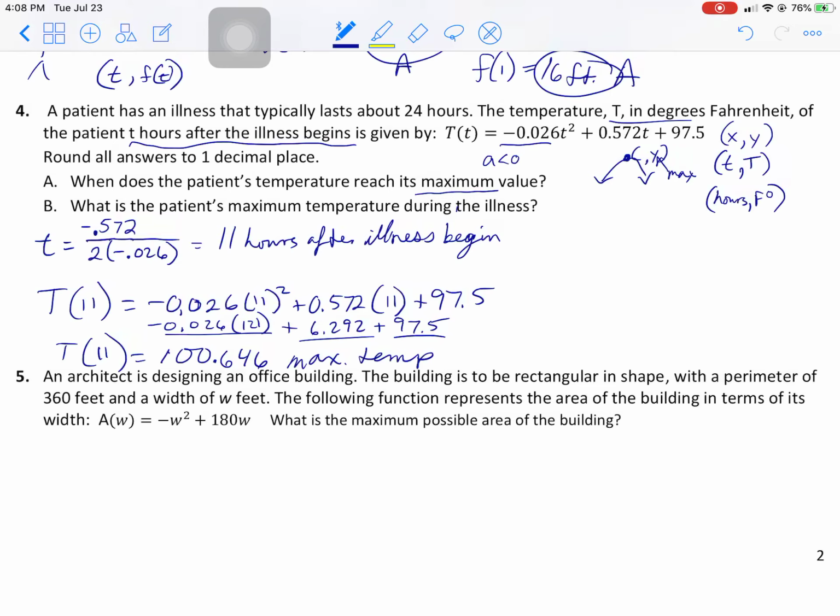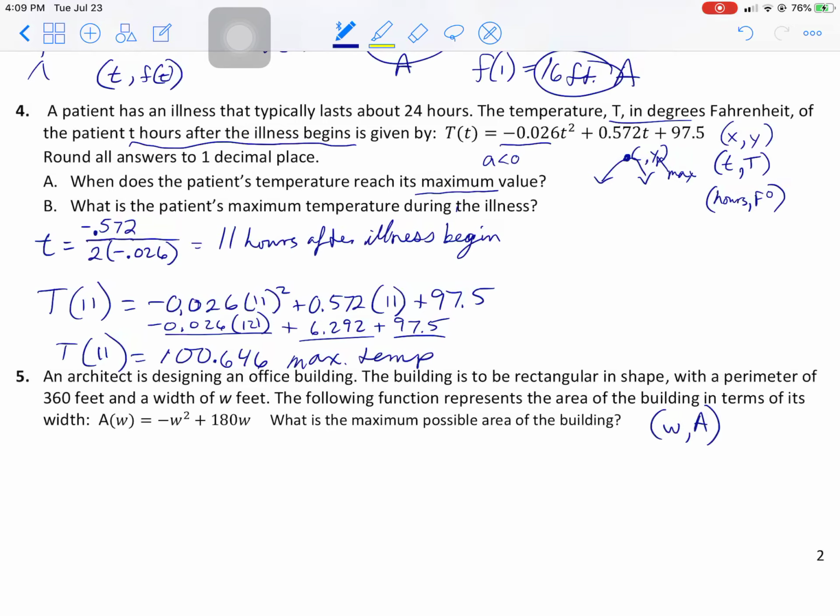So think of the variables here. The width is kind of acting like the x, right? X squared, W squared. And the area is acting like the y. And they're both in feet, okay?